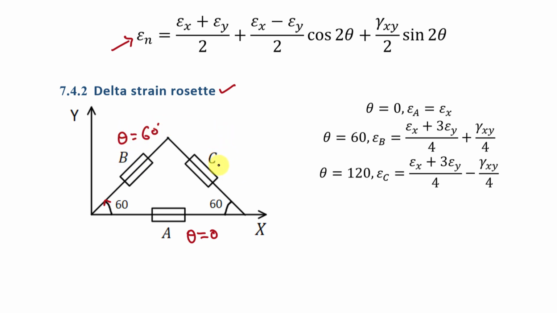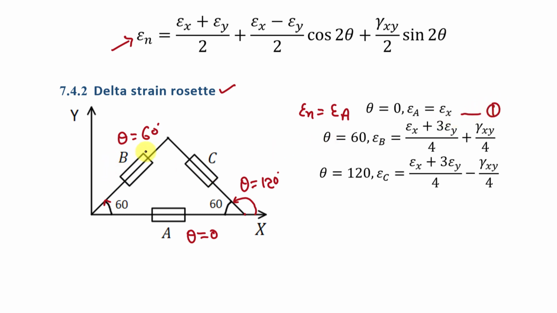And for strain gauge C, what will be the value of theta? To find the value of theta for strain gauge C, you have to take the angle from the x-axis in the anti-clockwise direction. Means you have to take this theta. Here this angle is 60 degree, so this theta will be 120 degree. Right? So for strain gauge C, the value of theta is 120 degree. Now at theta equal to 0, epsilon n is equal to epsilon a. If you put theta equal to 0 in this equation and epsilon n equal to epsilon a, then you will get epsilon a is equal to epsilon x. So you have this one equation.